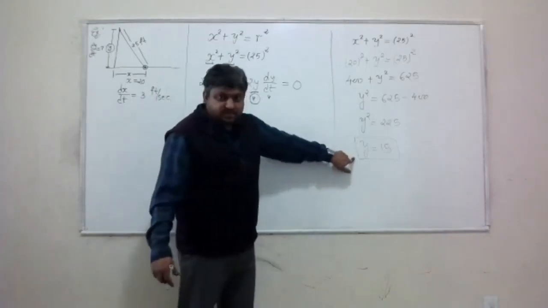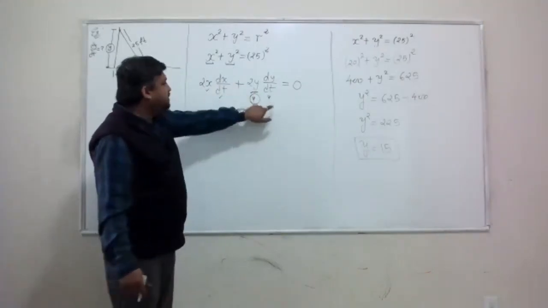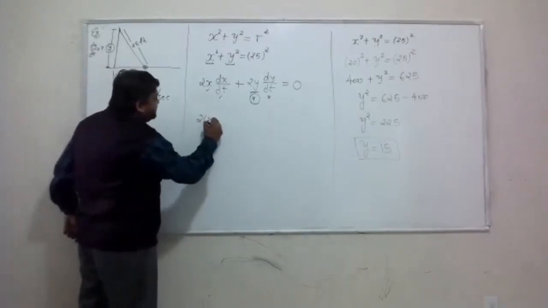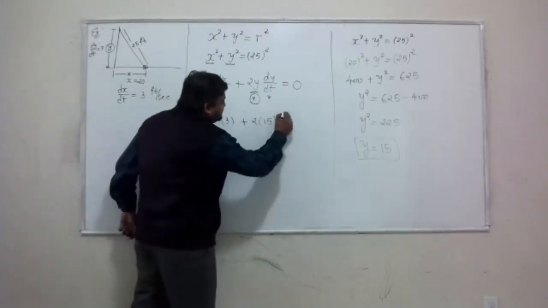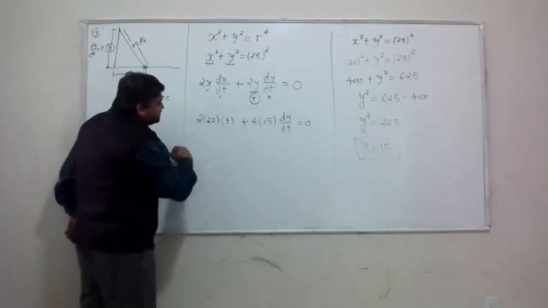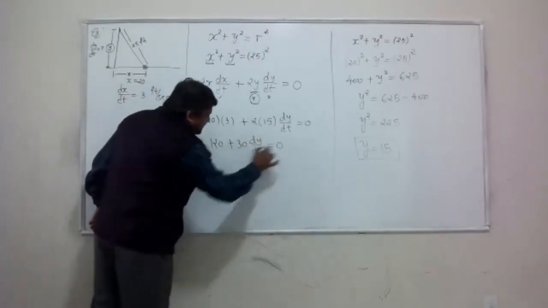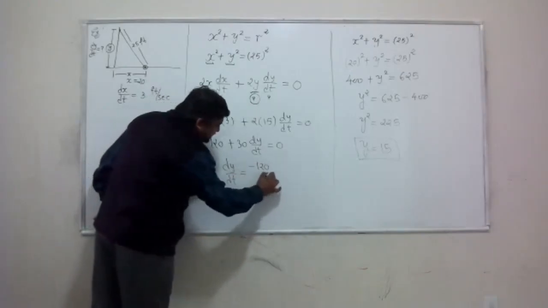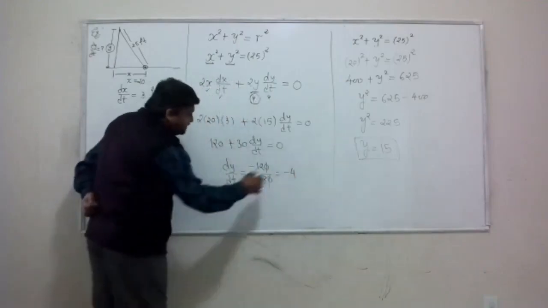Remember, being a distance, it's a positive quantity, right? So I now know x, y, and dx by dt. I can solve for dy by dt. Let's throw the values in. 2 times 20 times 3 plus 2 times 15 times dy by dt equals 0. We can solve this for dy by dt. 120 plus 30 dy by dt equals 0. So we get dy by dt equal to negative 120 over 30. Negative 4 is what we get.